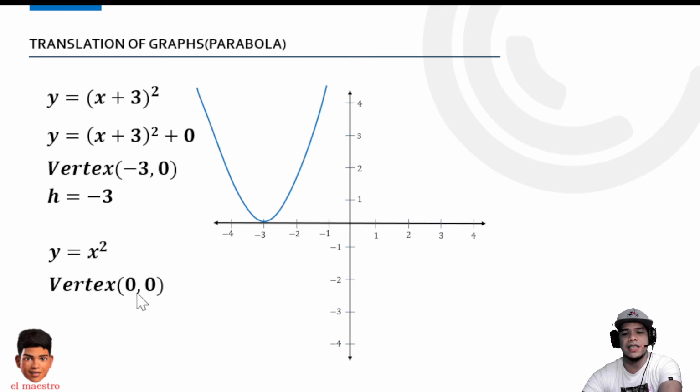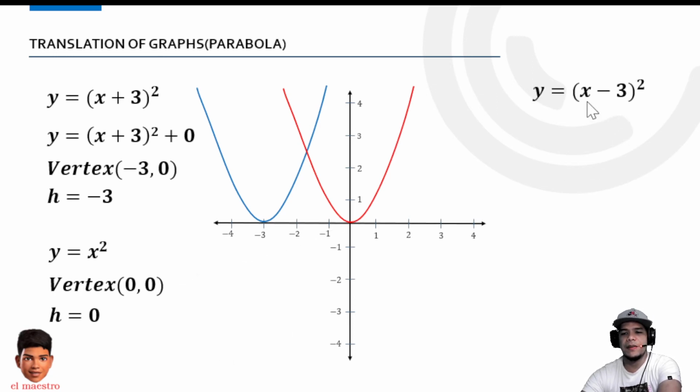So meaning, our vertex is at the origin. H is 0. So it's here. And let's change it again. Okay? Let's change it. So from here, (x − 3)². So the vertex is (3, 0). I said earlier, if it's negative here, the value in our vertex is positive as a conversion. So h is equal to 3. So meaning, here is the graph.